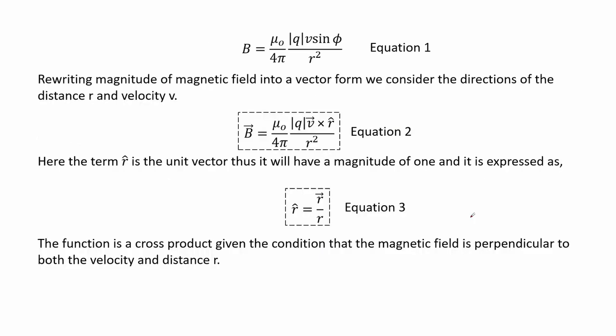Rewriting the magnitude of the magnetic field into vector form, we consider the directions of the distance r and velocity v. Here the term r hat is the unit vector, thus it will have a magnitude of 1, and it is expressed as equation 2. The function is a cross product given the condition that the magnetic field is perpendicular to both the velocity and distance r.